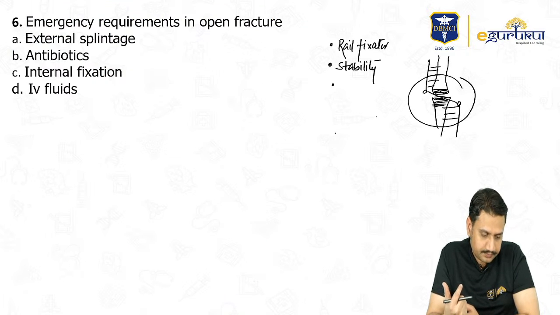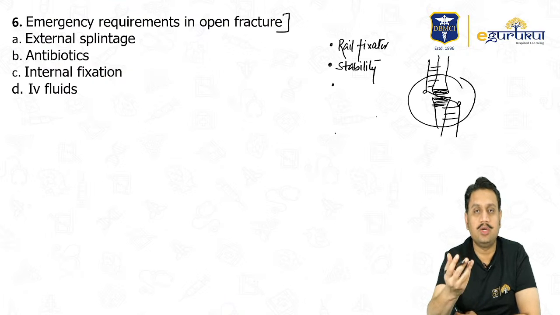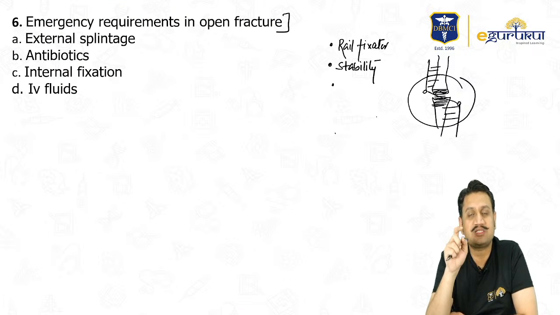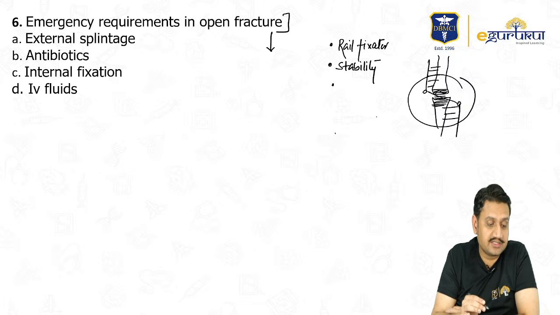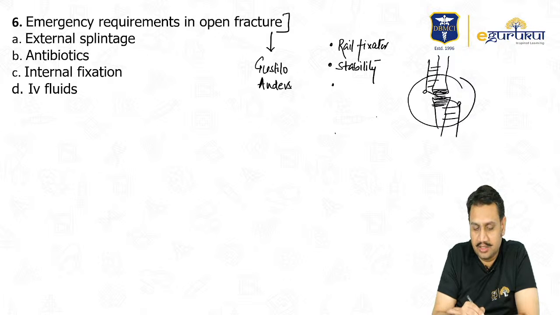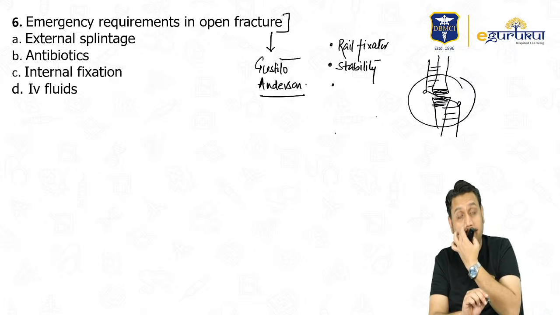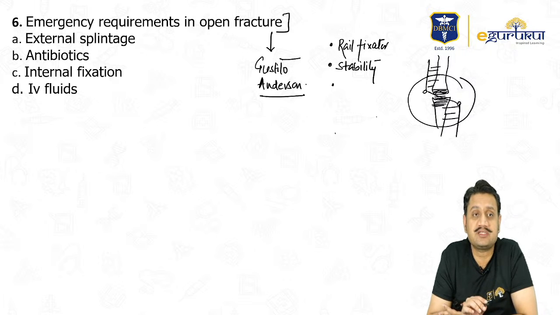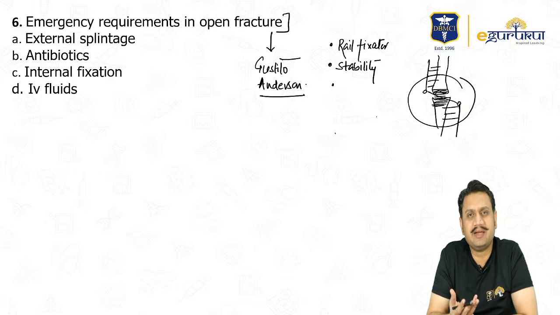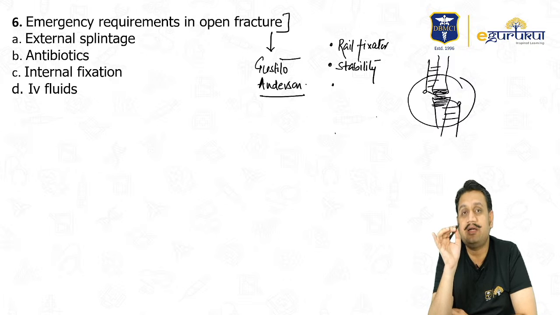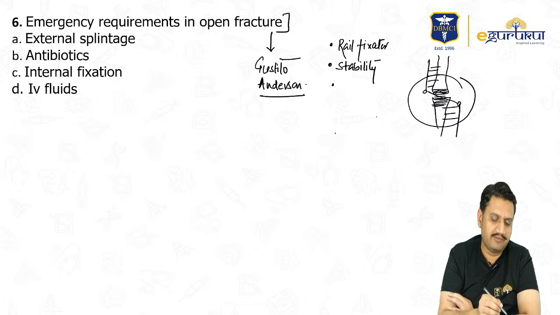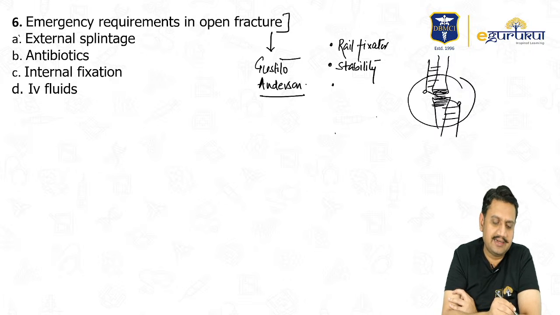Okay, so what is the emergency requirement in open fracture? You all know, in open fractures there are 2 to 3 important things that you must not forget. One is the classification system, which we know is Gustilo-Anderson. You all know the classification for the open fracture is Gustilo-Anderson, isn't it? Then how do we manage the open fractures? It is all about the primary wound wash and the debridement. And the emergency requirement in an open fracture is that you have to stabilize it. Here we don't have an option of external fixation, so I can simply say external splintage.